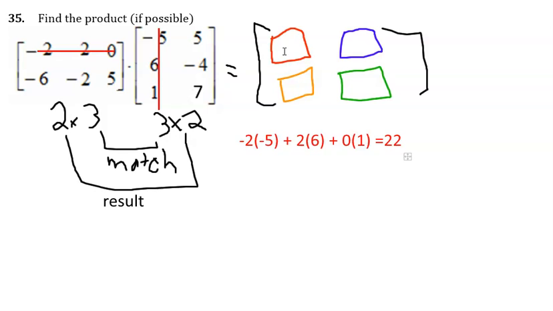So we're done with the red part. So we can put 22 inside this box. That's our first element in the top left-hand corner. Now let's go ahead and do the orange one. It'll be the second row by the first column.